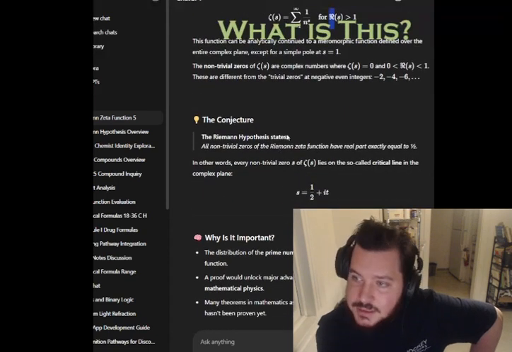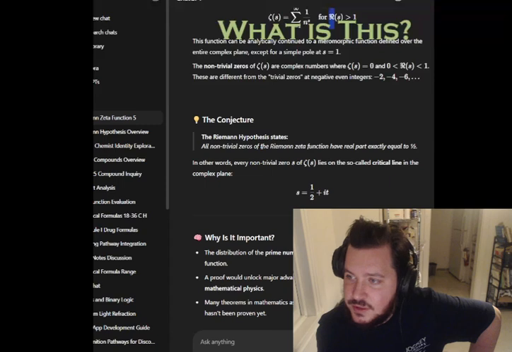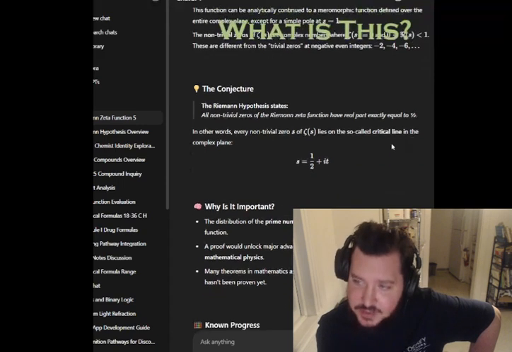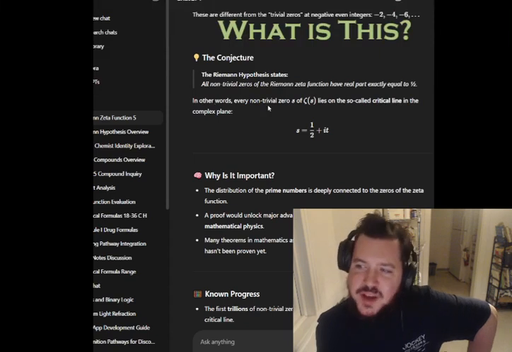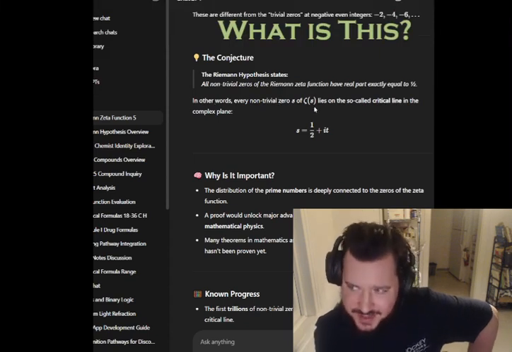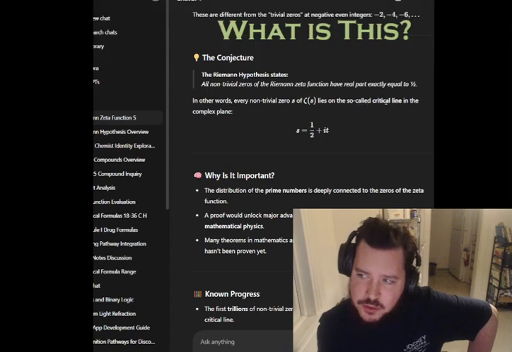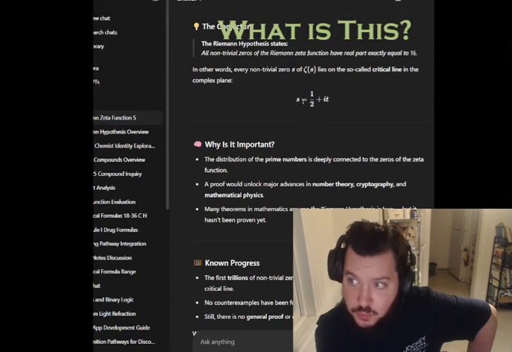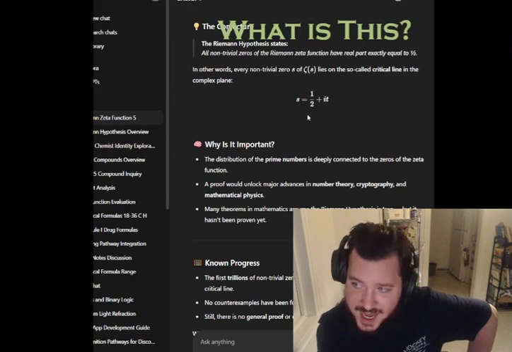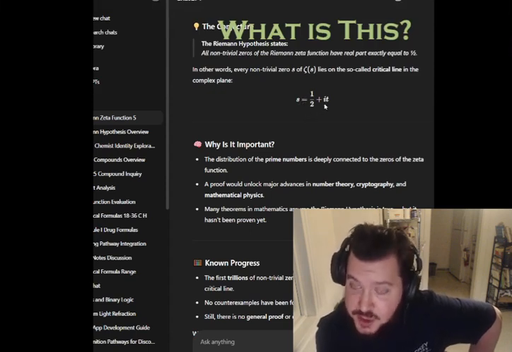The Riemann hypothesis states all non-trivial zeros of the Riemann zeta function have a real part exactly equal to 1/2. In other words, every non-trivial zero s of zeta(s) lies on the so-called critical line in the complex plane. So, s equals 1/2 plus i times t.